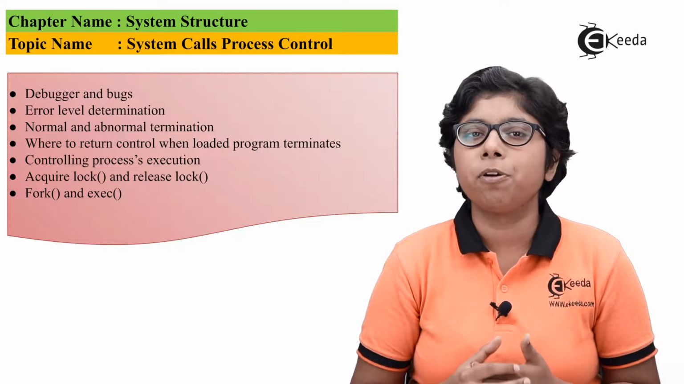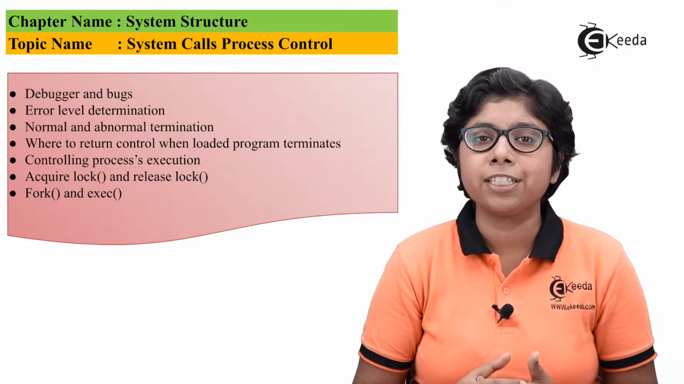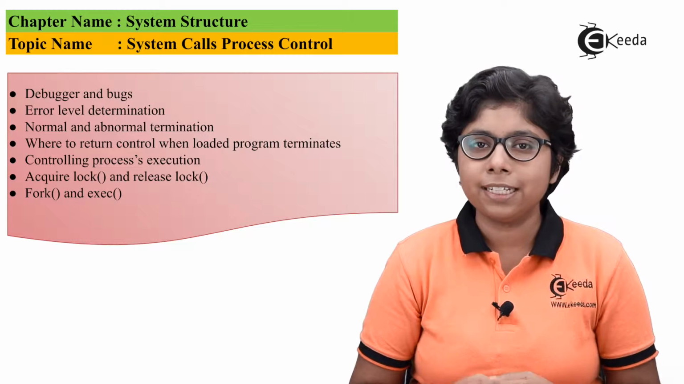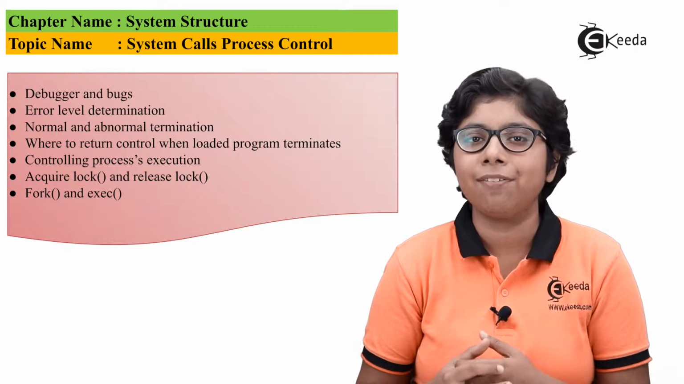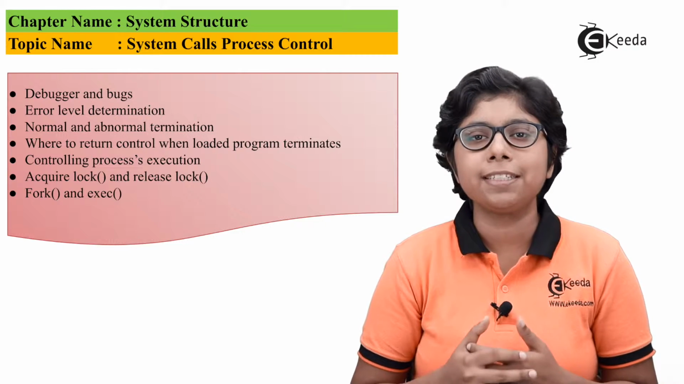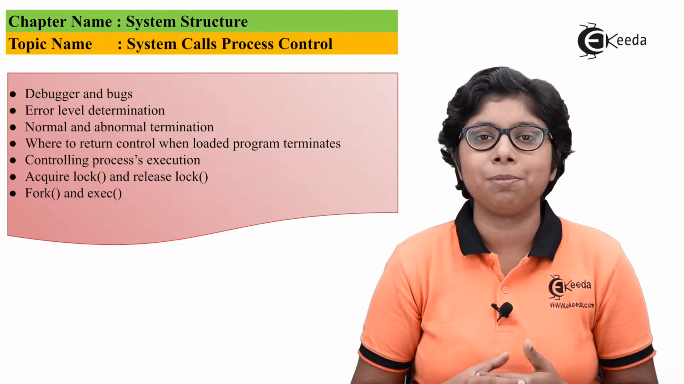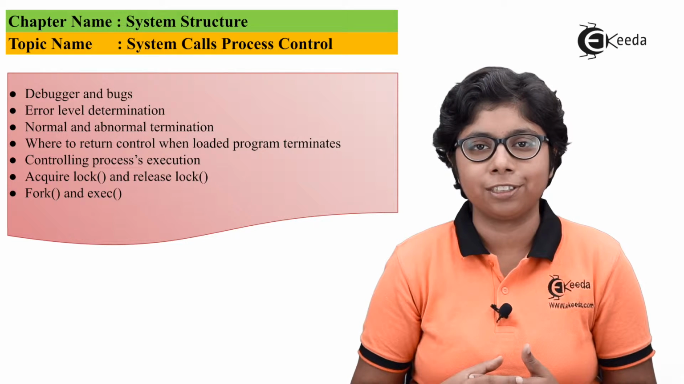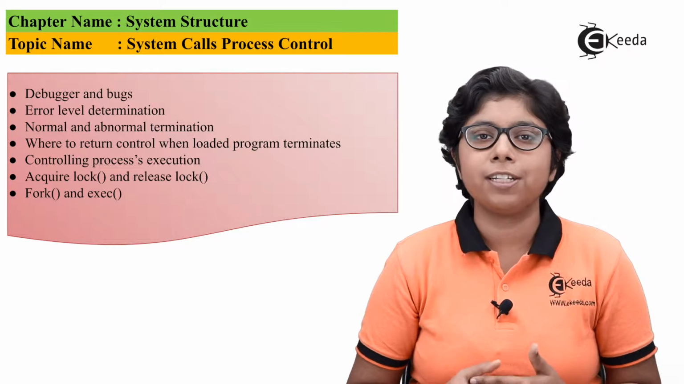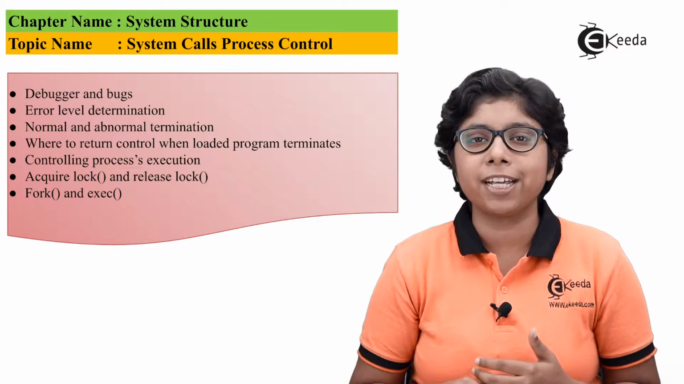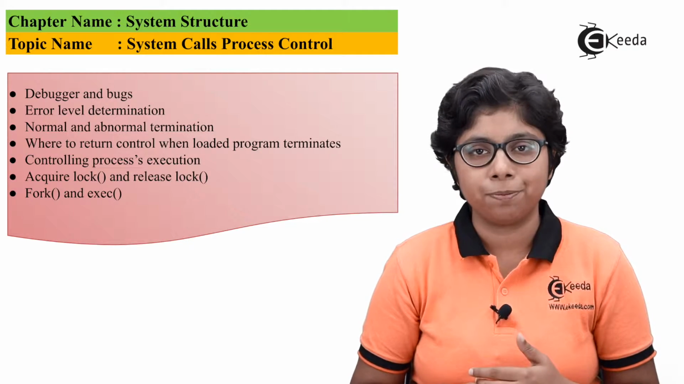A system call provides information and an interface to the services that are made available by the operating system. These calls are generally written in higher-level languages such as C and C++. Other lower-level tasks can be written in assembly language instructions. System calls are divided into many categories. Today we will discuss the first category, that is process control.